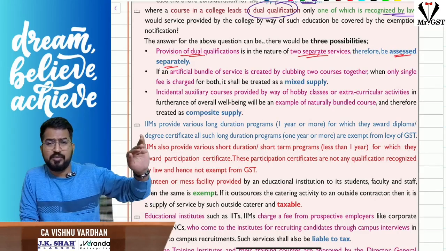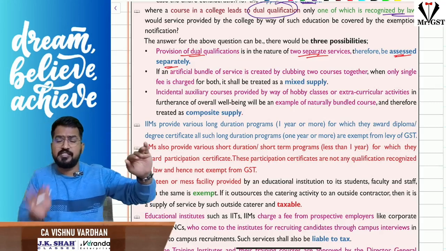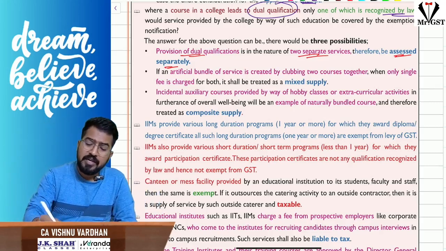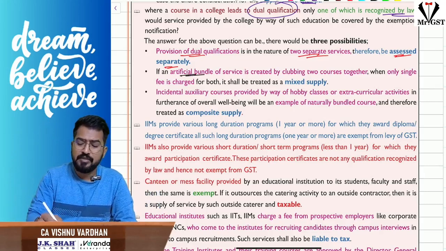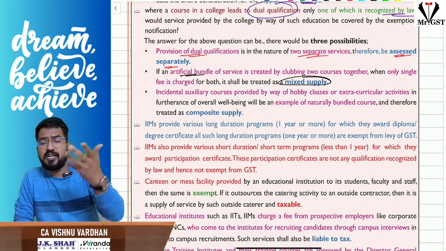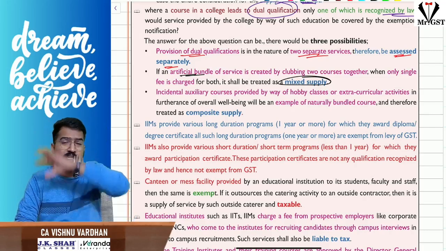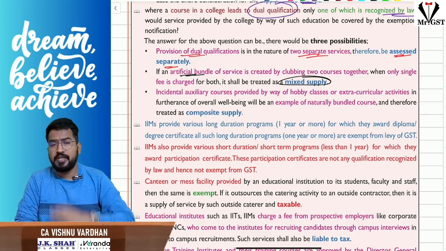One will be for how much you are taking for 12th fees, that will be exempt. How much you are taking for CA coaching, that will be taxable. But if they are bundled for a single price, that means it is an artificial bundle. You treat it as mixed supply, whichever attracts the highest rate of tax. Taxable supply will attract the highest rate of tax. So the entire transaction will become taxable.